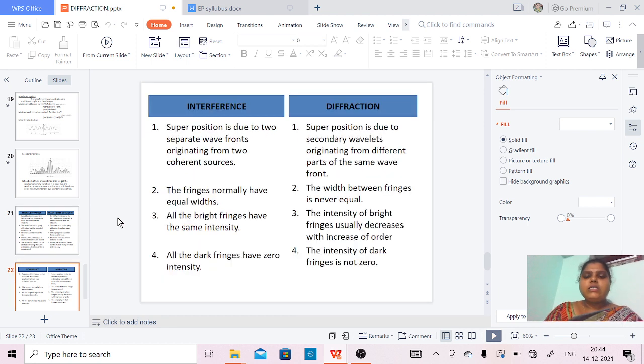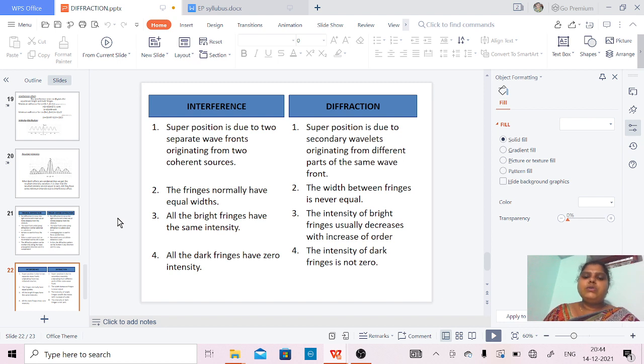And next, what is the difference between interference and diffraction? The main topics in this unit are interference and diffraction. Let us see the major difference between these two. In interference, superposition is due to two separate wavefronts originating from two coherent sources. For interference, we have two sources, and those should be coherent and separate.